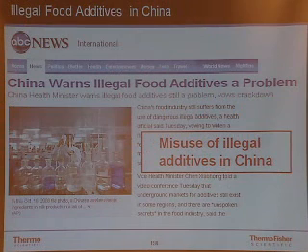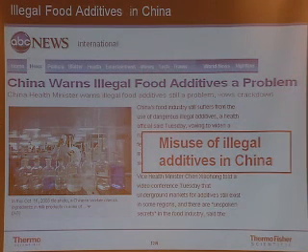And then lastly, I think you've heard today enough about illegal foods, especially additives. Many additives are going into foods in China as well as other countries. Now these additives are there also to make things look better, smell better, taste better.